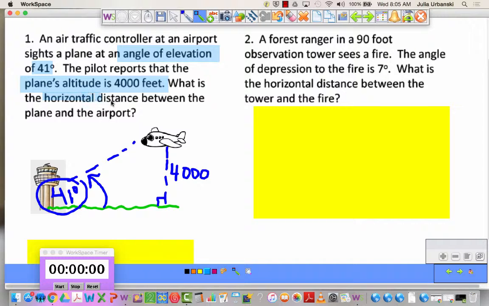What is the what? What's the question? Horizontal distance. Good. Horizontal means this way. So your x is the one that's going this way. So put your x on the horizontal distance between the plane and the airport. Okay, sometimes they'll say the exact distance. The exact distance between the airplane and the airport is this one, the hypotenuse. It's diagonal. The horizontal distance is just the flat part of the triangle. All right, so now that's something that we can solve.